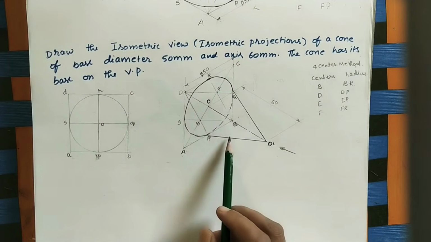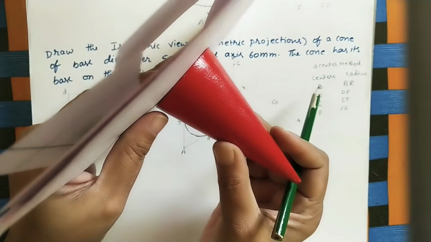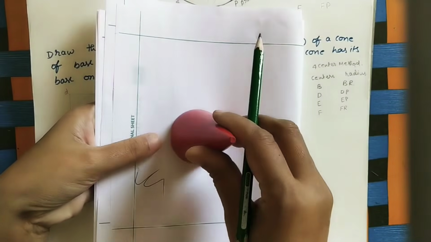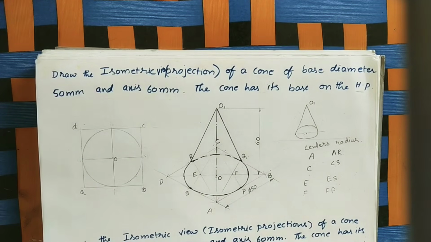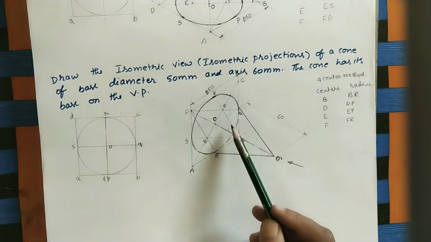This is the position of the isometric view of the cone when the base is on the VP like this. Okay, the direction we are showing like this. If the base is on the HP like this, it should become like this. Okay, base is on the horizontal plane. This is the isometric view of the cone when the base is on the VP.